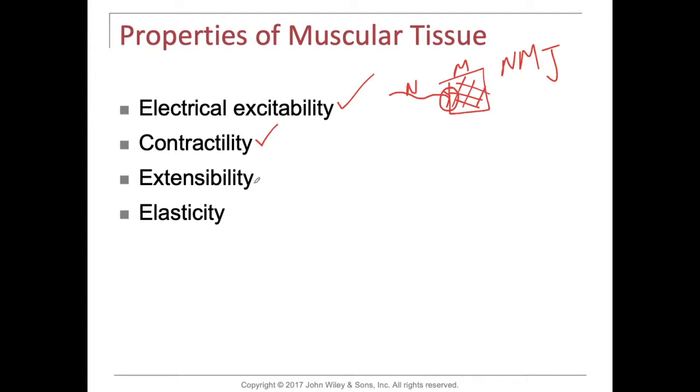There is a degree of extensibility and elasticity, right? Extensibility means that after a muscle shortens, it can go back to its resting length. But then after its resting length, it still has the ability to go a little bit more past it because there's a degree of elasticity. If a muscle is stretched past its anatomical limit, then the muscle tears, right? There's no more elasticity. It's surpassed that.